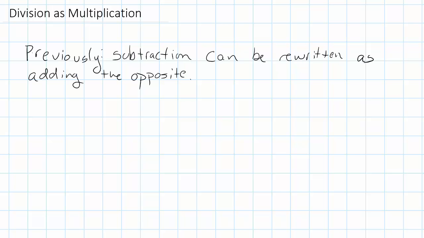In a previous video, we discovered that in fact there's no such thing as subtraction. In a previous video we noted that subtraction can be rewritten as adding the opposite. So, for example, we could rewrite 7 minus 4 as 7 plus negative 4. We've also now discovered, though we haven't said it explicitly, that division can be rewritten as multiplication by the reciprocal.